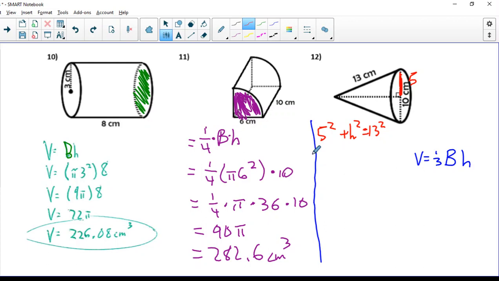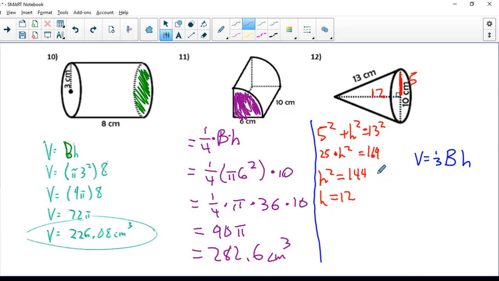If I multiply these out, 5 times 5 is 25. Bring the rest down. H squared is going to equal 13 times 13, which is 169. So to figure out h squared, I'm just going to subtract 25 from both sides. So I get h squared is equal to 144. And then my last step here is just to square root that. So I'm going to get for the height 12. Sorry about my sloppy handwriting here. There we go. My height is 12.